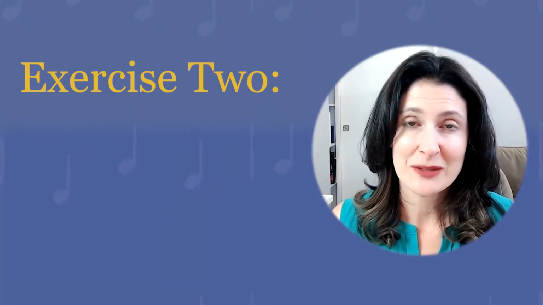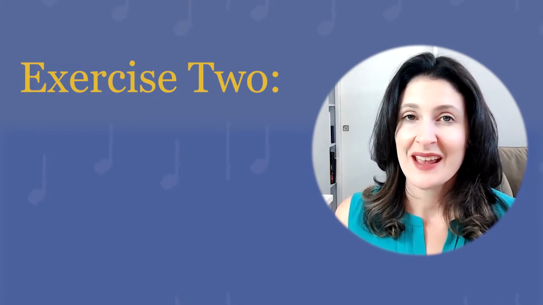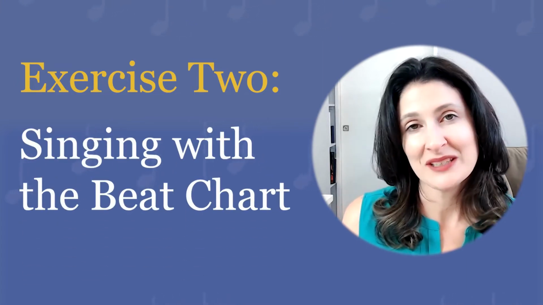Another way we can use the beat chart for steady beat is by singing a song and pointing to the beats as you sing. So we could take our beat chart and sing Twinkle and just do the first 4 beats. Let's try. Twinkle, twinkle, little star. Most likely beginners are going to do something like this.